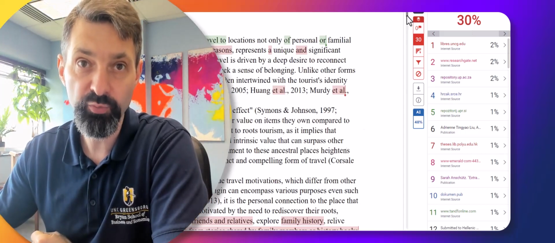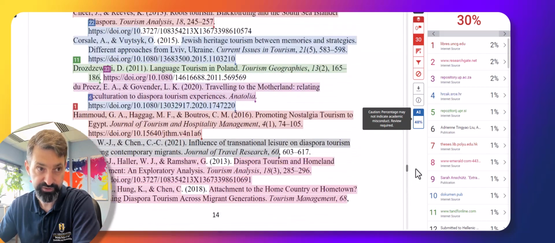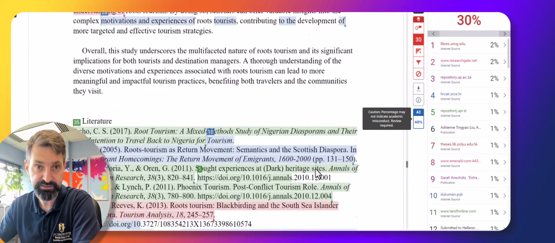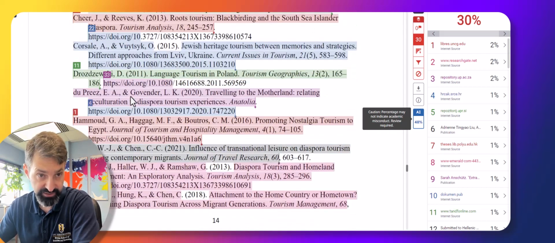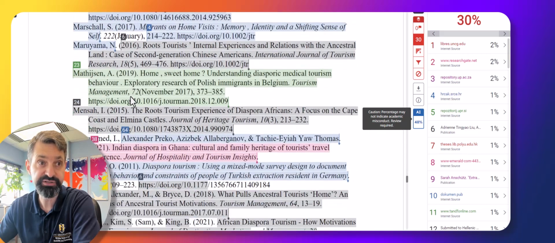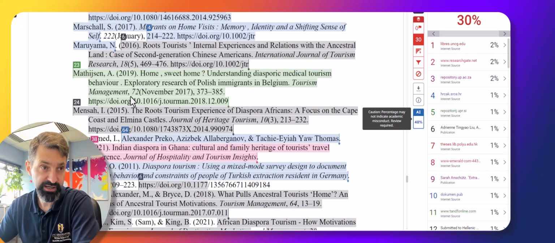But I immediately went to the end of the paper to see what's going on here in the reference section. And as expected, I see immediately that the entire reference section, which is like what, 3, 4, 5 pages, is flagged. And so this is obviously not plagiarism. So the settings in Turnitin were such that it does not include the references.